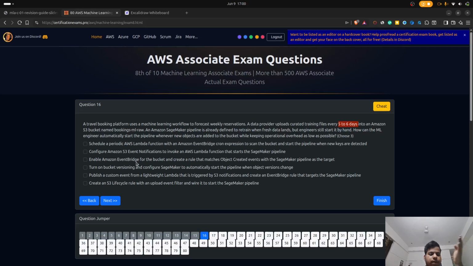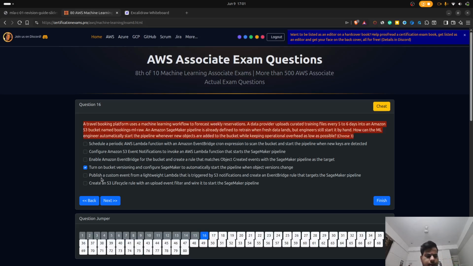Enable Amazon EventBridge for the bucket. Create an event with the SageMaker pipeline as a target. Turn on bucket versioning and configure SageMaker to automatically start the pipeline when the object version changes. Alright, I think this is the nicest option. Okay, so I choose 3.